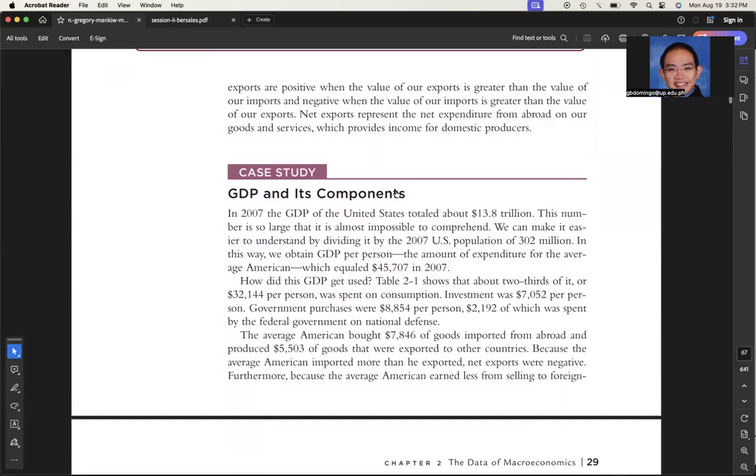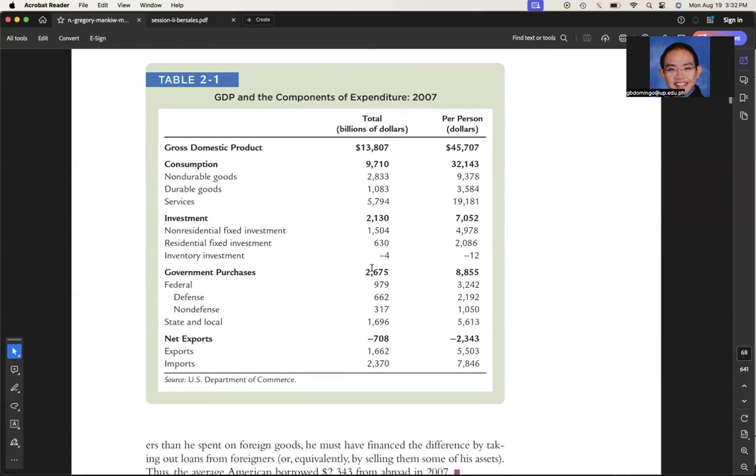So here in the case study, we stop and check out the components of GDP, right? In the United States in 2007, 9.7 out of 13.8 trillion is consumption. Investment is 2.1 out of 13.8. Government purchases is 2.6 out of 13.8. And then net exports here is negative, meaning that the United States imports more than it exports.